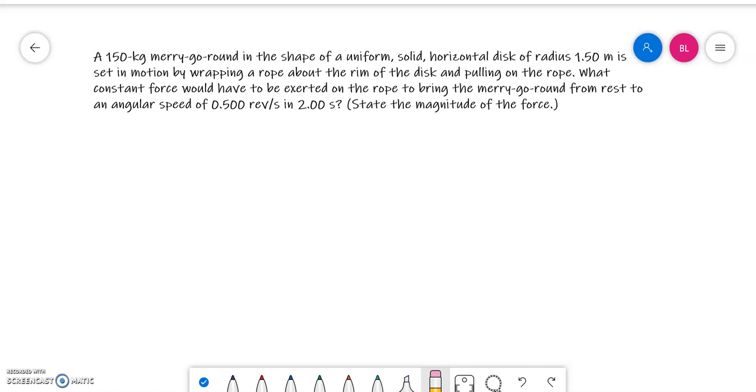A 150 kilogram merry-go-round in the shape of a uniform solid horizontal disc of radius 1.5 meters is set into motion by wrapping a rope about the rim of the disc and pulling on the rope. What constant force would have to be exerted on the rope to bring the merry-go-round from rest to an angular speed of 0.5 revolutions per second in 2 seconds?